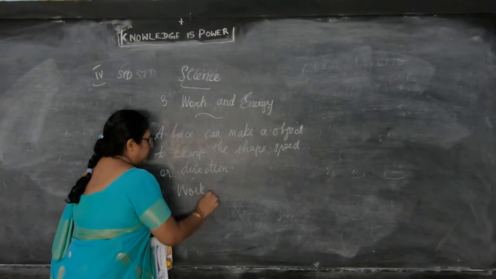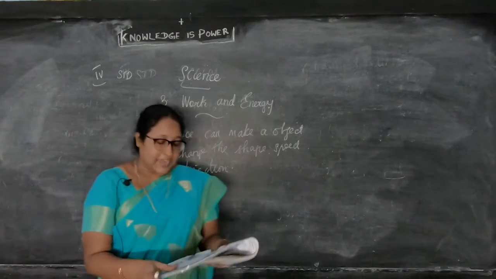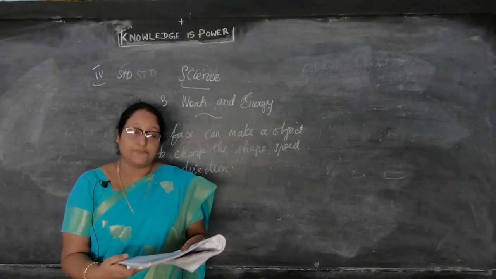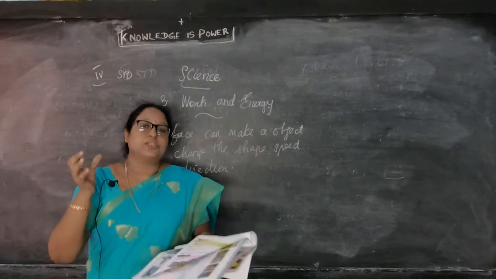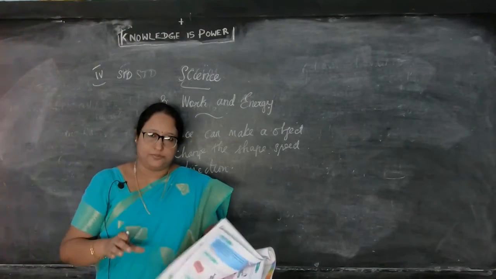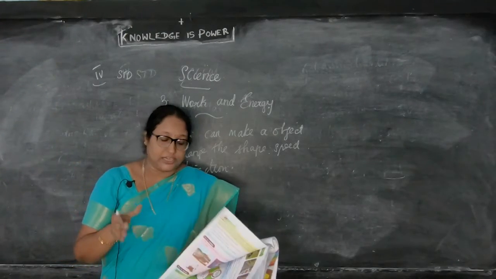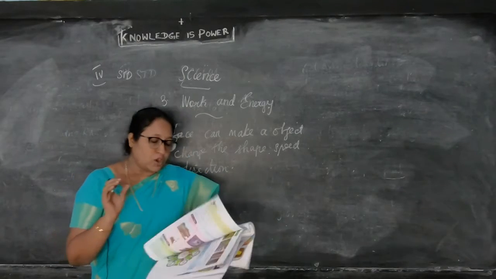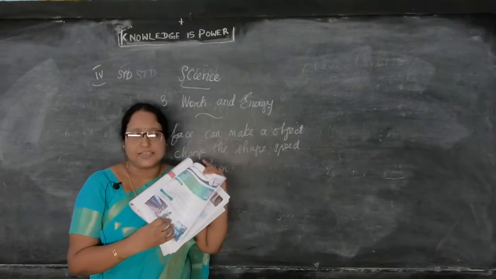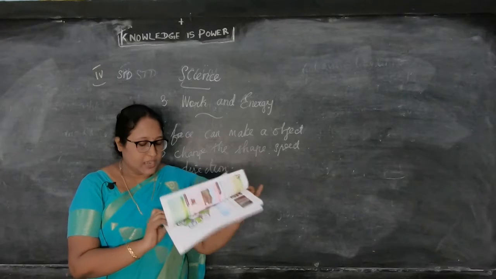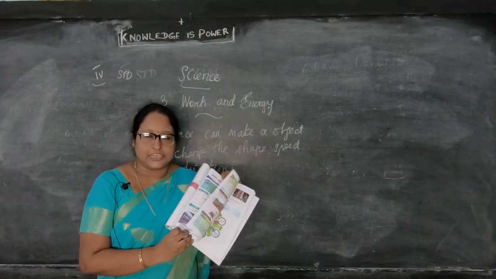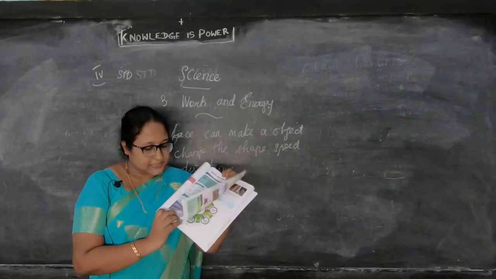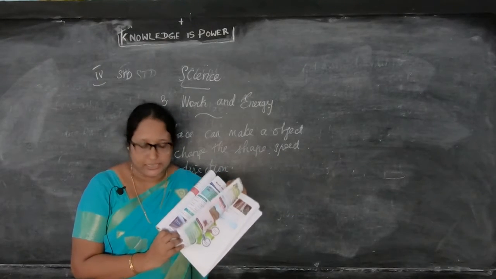So, what is work? An action in which one exerts a force to move an object is known as work. That is, when you apply a force to move an object, the action we are doing is called work. Now, what do you understand from the pictures below? There are 3 pictures given here. A porter carrying luggage in the railway station. Railway station luggage தூக்கிட்டு போவாங்க இல்லையா? So, a porter is carrying luggage. That is work he is doing.